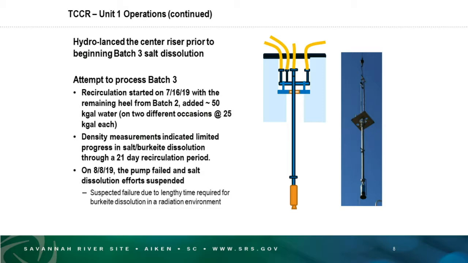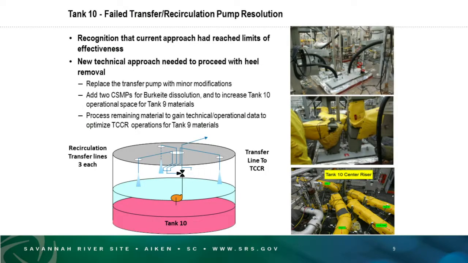So, what's our path forward? First of all, we've recognized that the current approach with the recirculating pump is inadequate for what we're trying to do. It would have been great if the salt had been easy to dissolve, but the Burkite layer was very difficult, and we need more energy in the tank. We need more mixing. It's reached the limits of its effectiveness. We need a new technical approach to make sure that we can go after this Burkite in the tank.